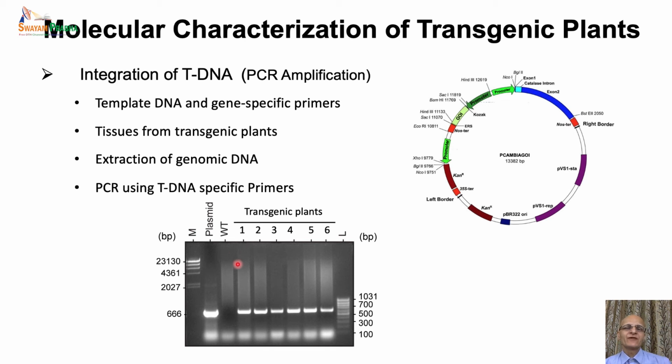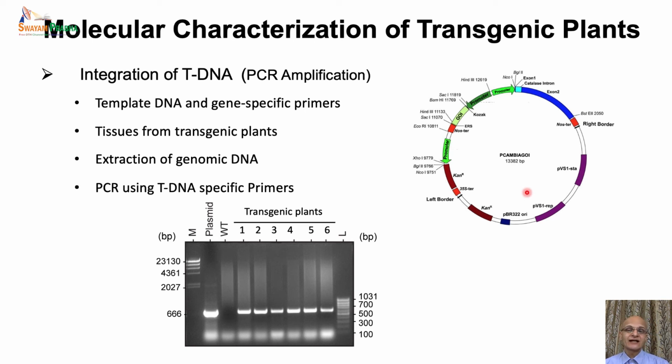The PCR amplification samples that are marked with the numbers 1, 2, 3, 4 here, they are from the transgenic plants. In addition to this, two controls are used, that is the positive control and a negative control. Now, the tDNA binary plasmid that was used for the plant transformation is used as a template for a positive control.